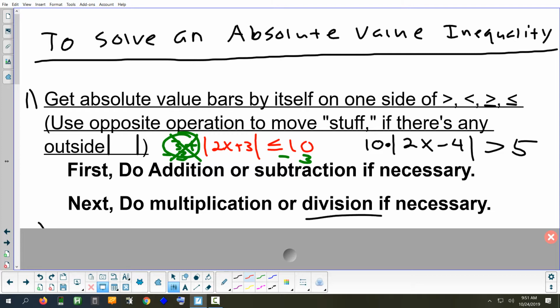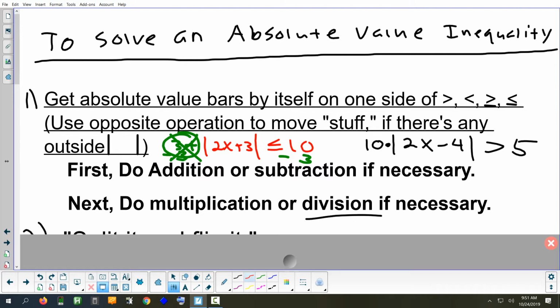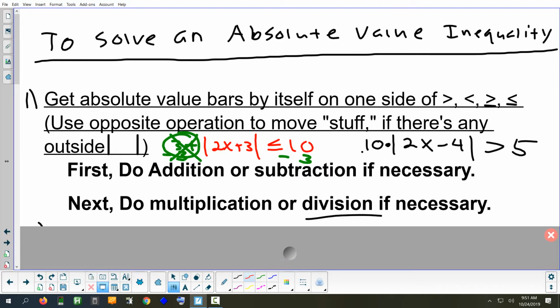So what I would have to do, my very first thing, before I can go to step 2, I would have to divide each side by 10. By 10, by 10, and that gets rid of that. Now the left side is perfect. You would know because otherwise there would be a number outside the bars. You don't want to have a number outside the bars at all. Inside is fine. You're always going to have stuff inside, but not outside.